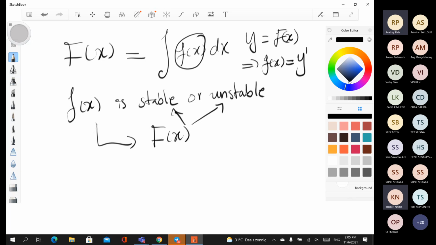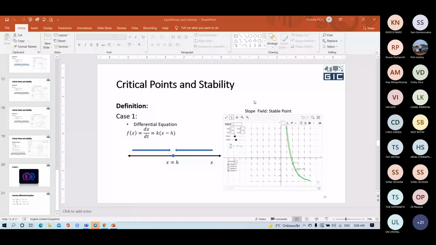Okay. If you ask me at the moment, our system is a kind of derivative. You see that the system is dx over dt. You see it's a kind of derivative, or not?